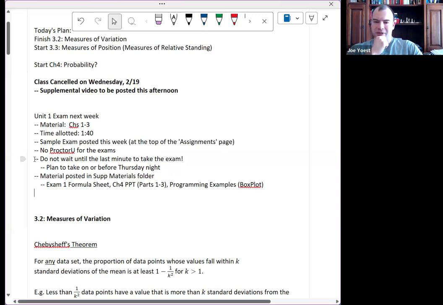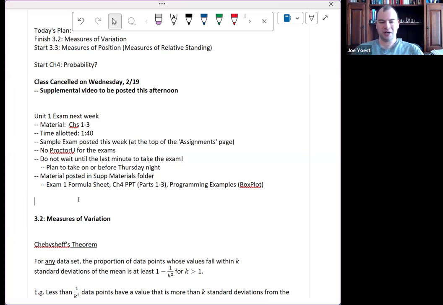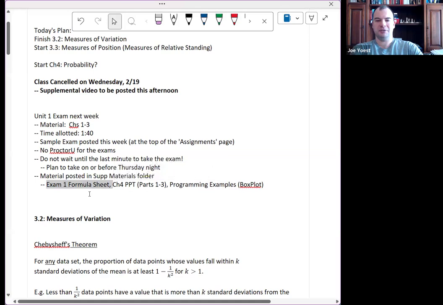There was one more thing I wanted to say about exams. There's material posted in the supplemental materials folder. Some of it is material related to the class that I've just made available, but there's also this exam 1 formula sheet that you might find helpful to use on the exam. So take a look at the exam 1 formula sheet. You can use it as a PDF. You can print it out and use it in hard copy form. You can have one of each if that works better for you. You can also make your own formula sheet if you prefer that, but there's one that's ready to go for you.